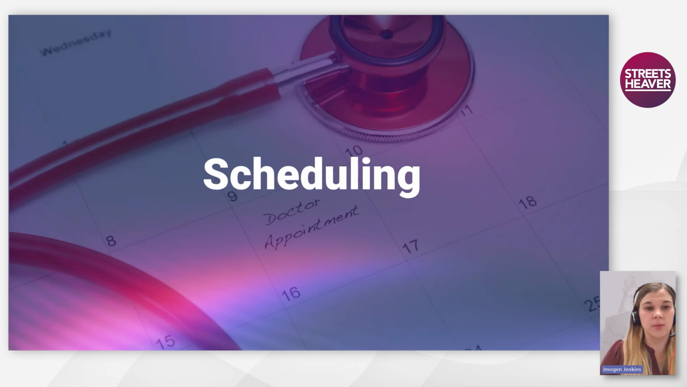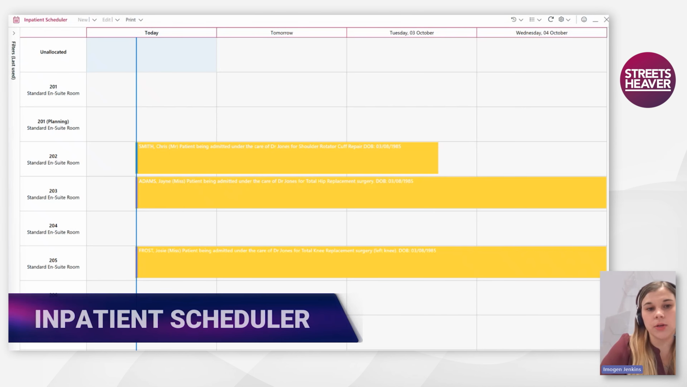So looking at some of the scheduling changes that have come in, looking at the inpatient scheduler. For those of you who have very large wards, currently it can be quite difficult to see lots of beds on one screen. As you can see, I've only got a few on the screen at the moment. For those of you who might have loads and loads, you'd have to do lots of scrolling. So it's not the most user-friendly manner.